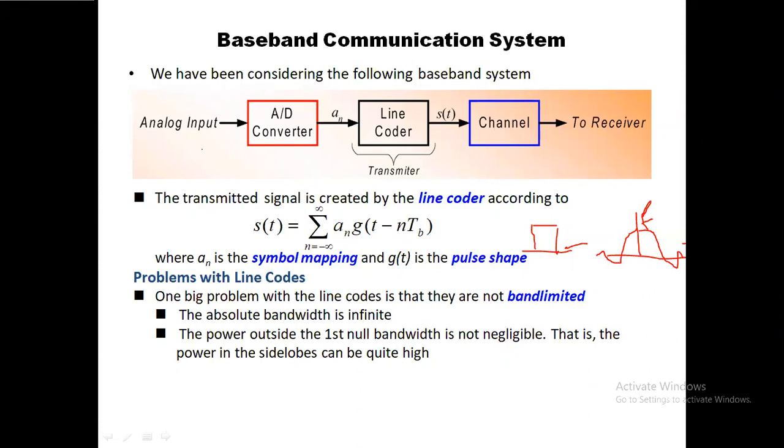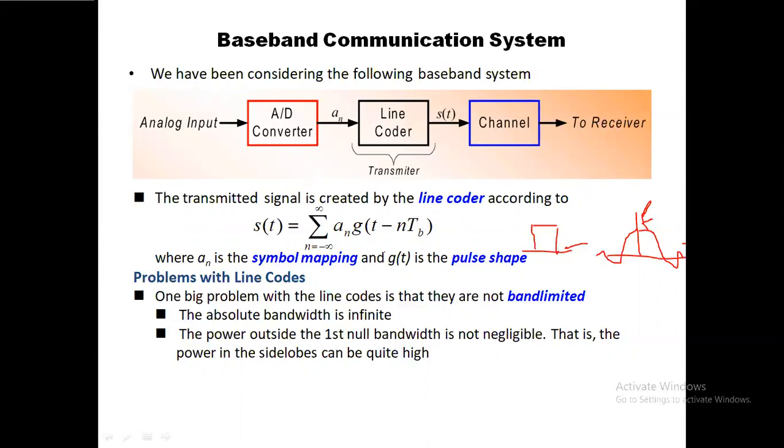So, for this, we consider the baseband communication system. In a baseband communication system, after the analog to digital converter, we have the line coder, which performs the bit to symbol mapping function. So n is the bit and g of t is the pulse shape assigned to this particular bit.